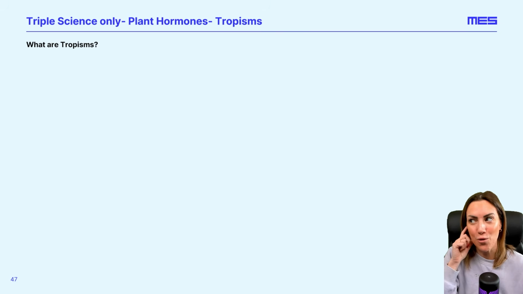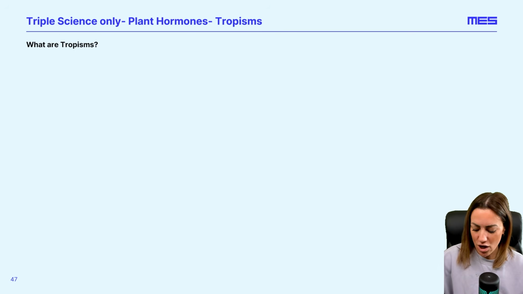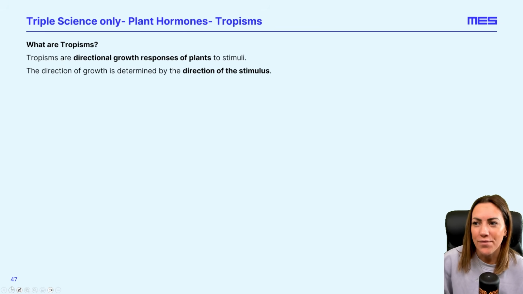Okay, so now we are on to our plant hormones, and we're going to be starting with tropisms. So what are tropisms? Tropisms are directional growth responses of a plant to a stimulus. They're directional because the direction of growth is determined by the direction of the stimulus. So let's look at the types.